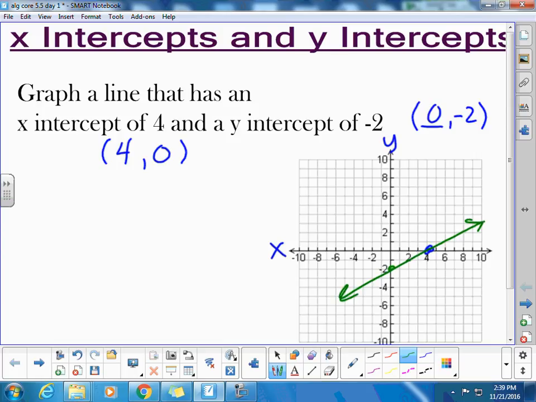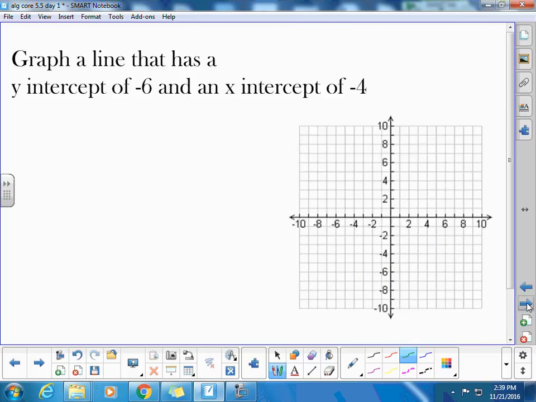So graphing a line that has the x and y intercept, if it's given to you, is fairly simple. You just literally put a point on the x-intercept where it hits 4 and on the y-axis where it hits -2. All right, let's graph this line. Y-intercept, -6. So y hits it at -6. X, it hits at -4. Literally it is just the line that goes through those 2 points.